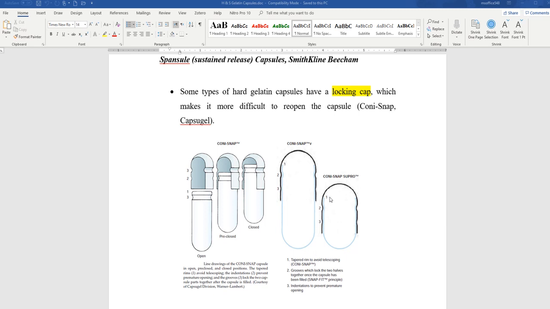Telescoping. The tapered rim that is here is tapered in order to prevent telescoping. Telescoping, what does it mean? When you want to fit the cap with the body, it is very possible, because of the flexibility of the body and the cap, that the cap and body will touch each other at the rim, and they will press on each other, causing what we call telescoping, and this can cause damage for the capsule shells.